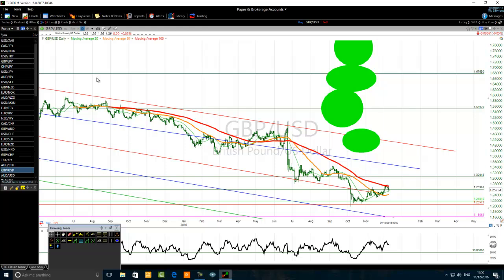All right, so let's look at this chart. I'm on the daily chart of the British pound, US dollar currency pair. As you can see here, the moving average 50, the orange line, is below the moving average 100. Okay, yes or no? In this session here.